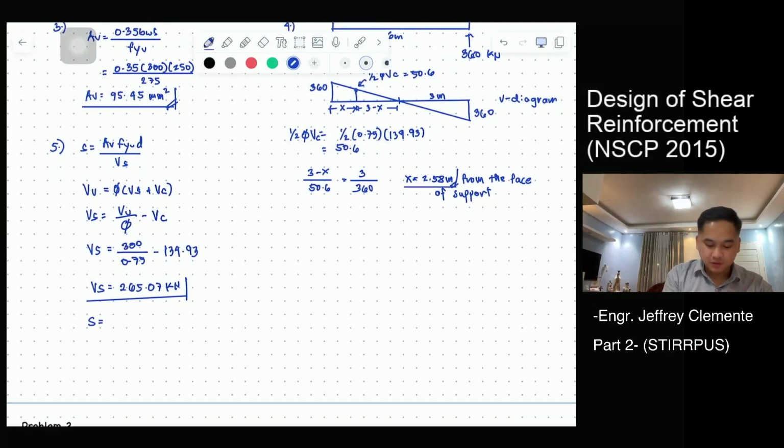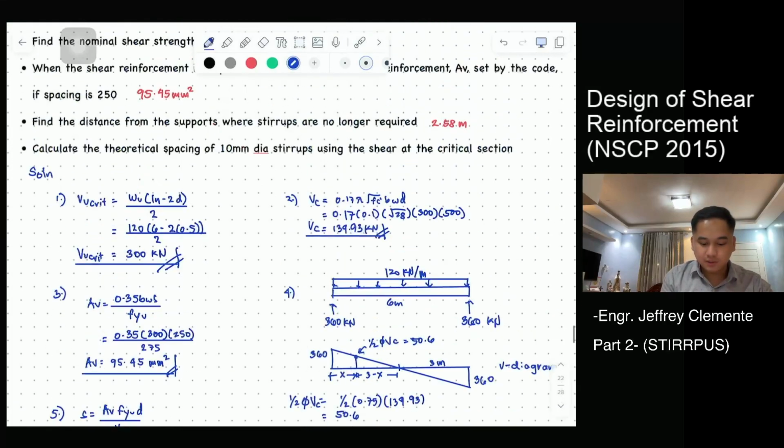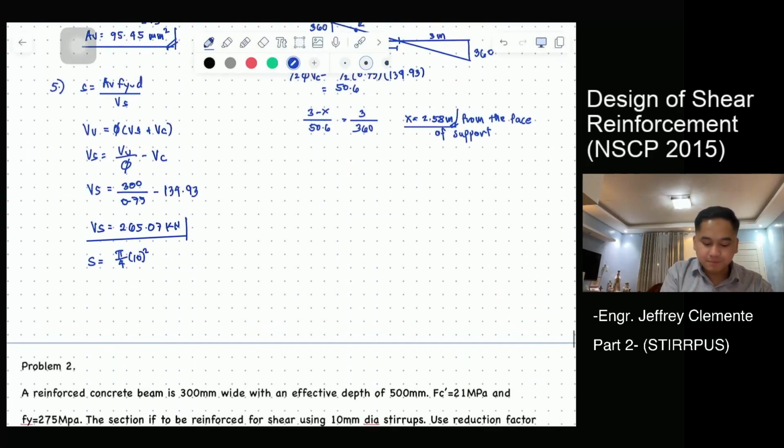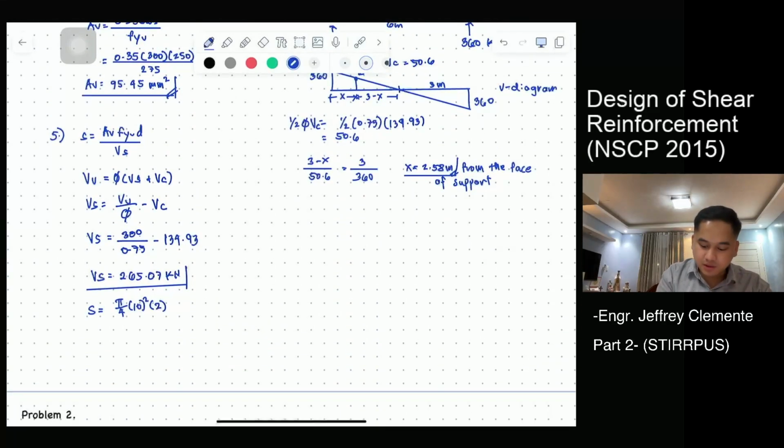So, solving for S, ang AV natin is pi over 4 times the area. Ano ba yung stirrups na ginamit daw? 10 mm. 10 squared. Makinig. Imumultiply mo pa kung ilan yung legs. So, 2. Bakit? For example, sa beam na yan, may stirrups yung ganyan. Diba? Ang load mo papunta rito, diba? Ilan yung stirrups na tatamaan? Isa, dalawa. Okay? So, dalawa. So, dapat 2 yung legs. Kaya may times 2. Diba?